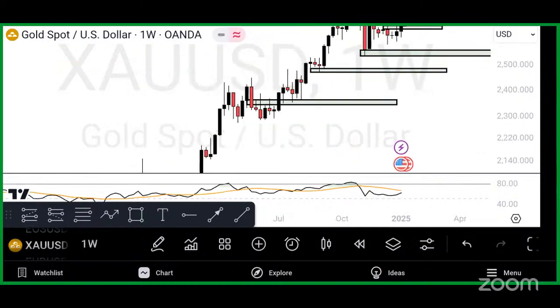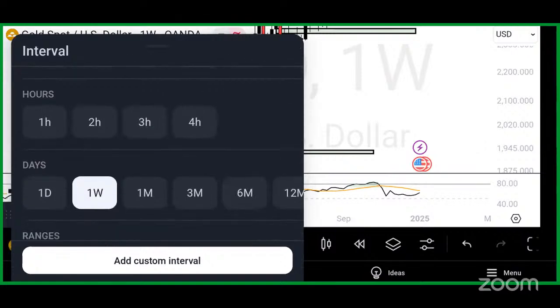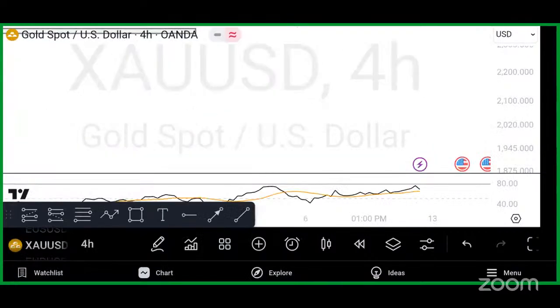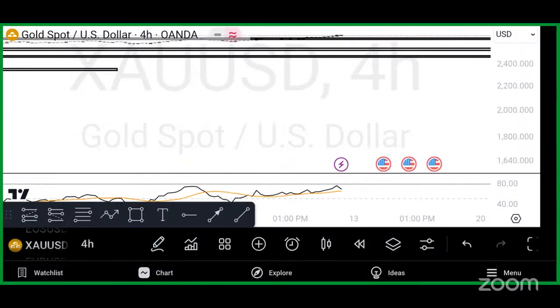Oh, let me show you this. Let me go to the 4 hour. Let me show you this about this Fibonacci extension. I don't know if you know about it, but man, this Fibonacci extension, bro.